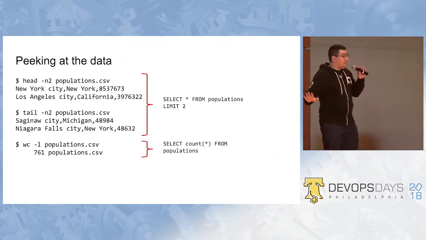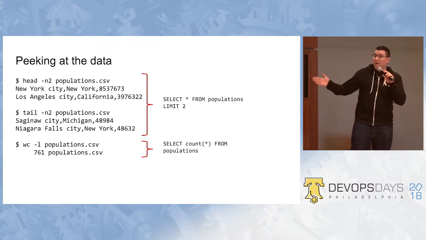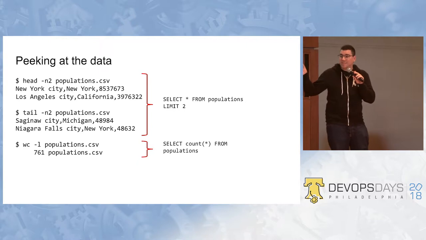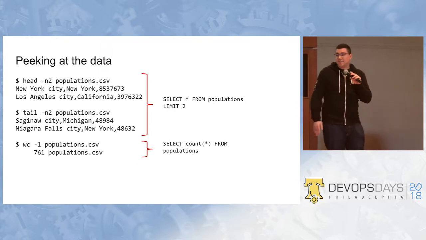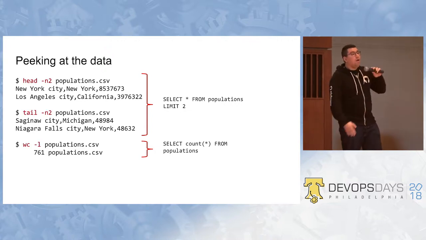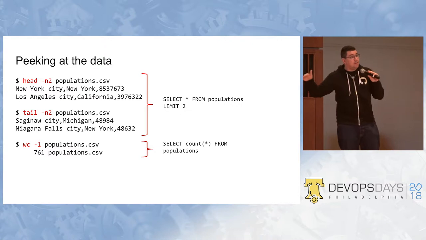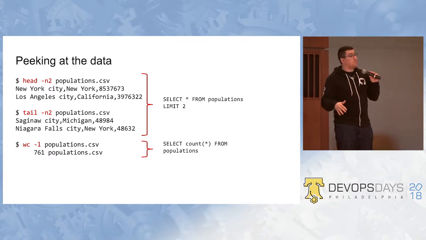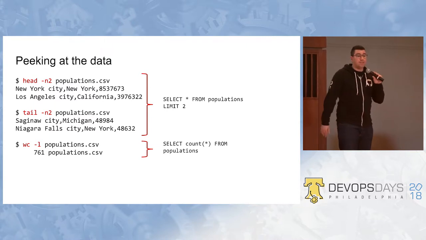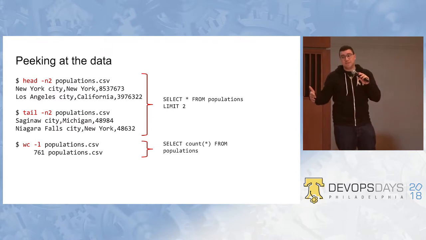First step in any type of data analysis is peek at your data, see what you're working with. So here we can see we have a three-column population CSV file: city, state, population, 761 lines in total. What tools are we using to work with that? head will peek at the top of your file. tail will look at the bottom of the file. wc stands for word count, but here we're using the -l flag, so we're counting lines. So we have 761 cities in the CSV.